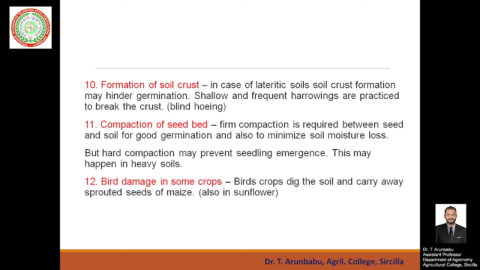Bird damage: some birds dig the soil and carry away the sprouted seeds of maize, and also of sunflower. So we have to properly cover the seeds.